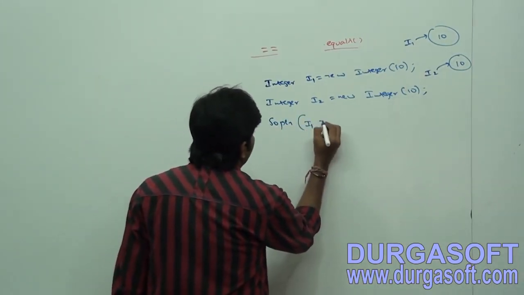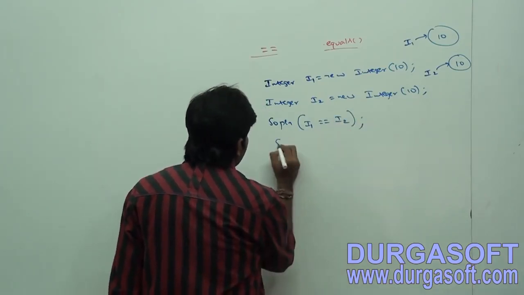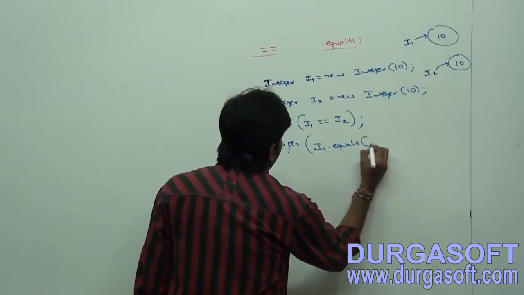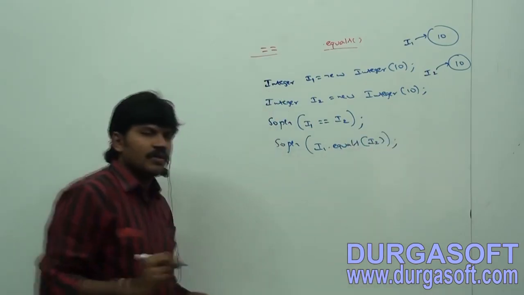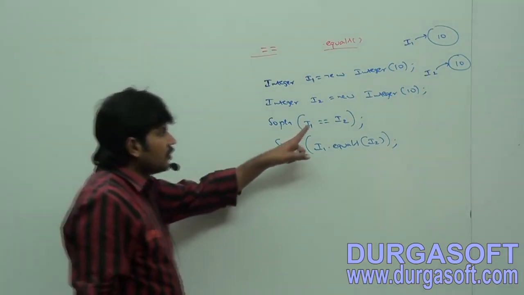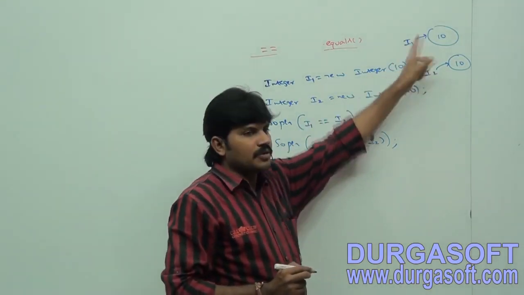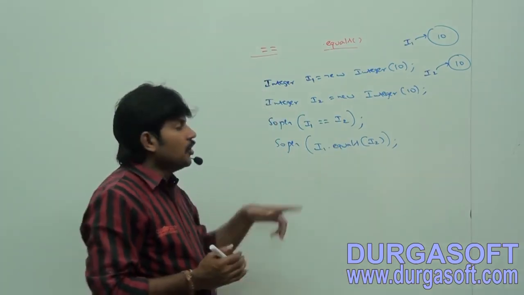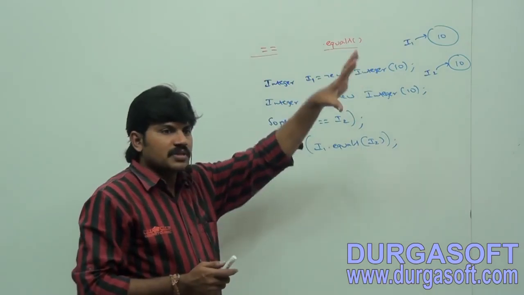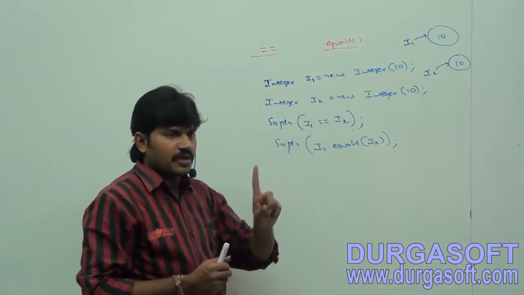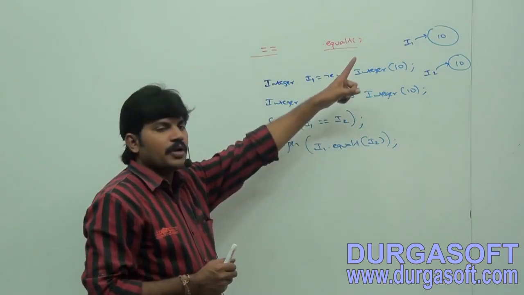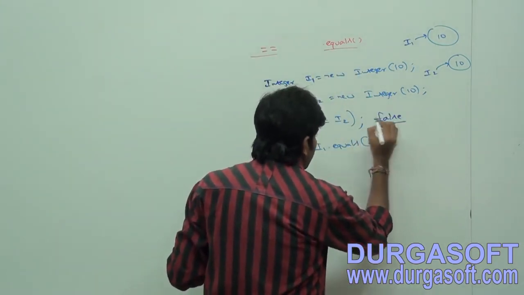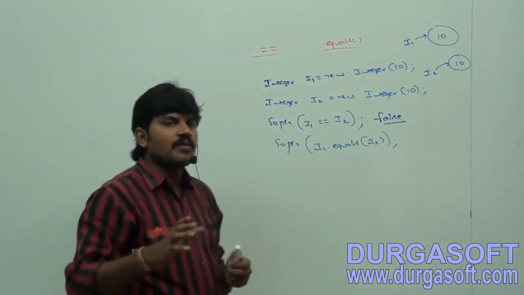System.out.println I1 double equal to I2. System.out.println I1 dot equals I2. Sir, I1 and I2 both are not pointing to the same object, but double equal operator meant for what? Reference comparison. If both the references point into the same object, then only double equal operator returns true. But here I1 and I2 point into different objects. That's why what answer are we going to get? False is the answer.